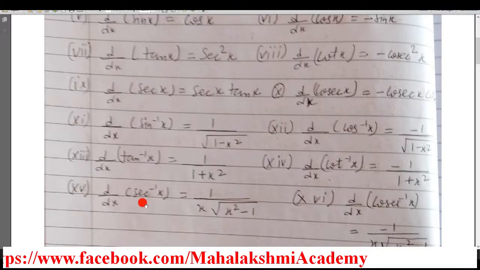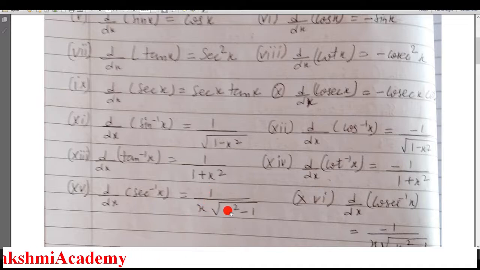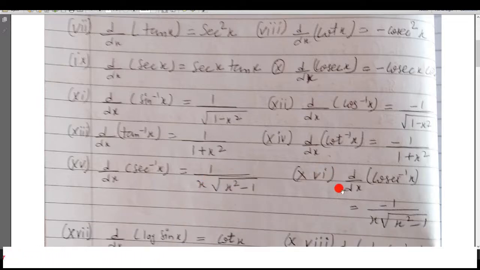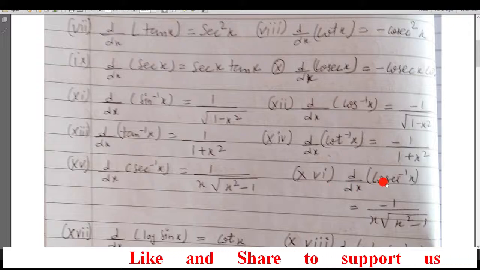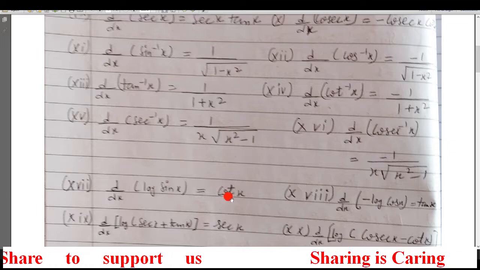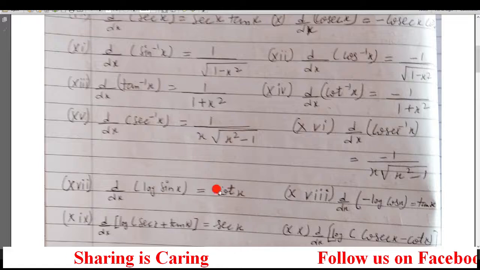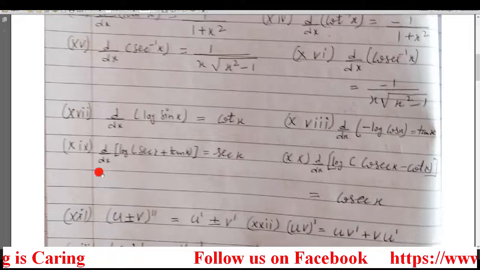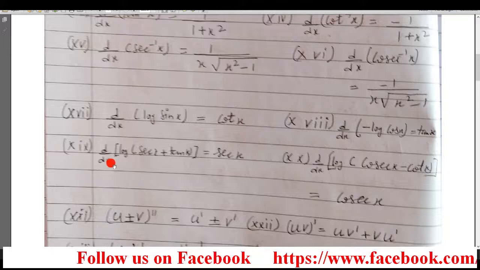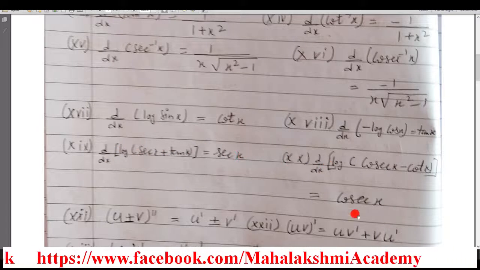Now just see, sec inverse x differentiation formula is 1 upon x root x square minus 1, and if you put a minus sign here, it becomes the cosec inverse x formula. Now differentiation of log sin x is cot x, and differentiation of minus log cos x is tan x. These are some very important extra formulas, you should learn them. Then differentiation of log of sec x plus tan x is sec x.